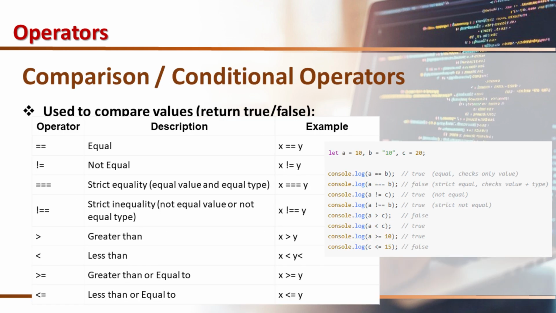Next, we have comparison or conditional operators in JavaScript. These operators are used to compare values and return a Boolean result. Below is a description of each operator to help you better understand their use.